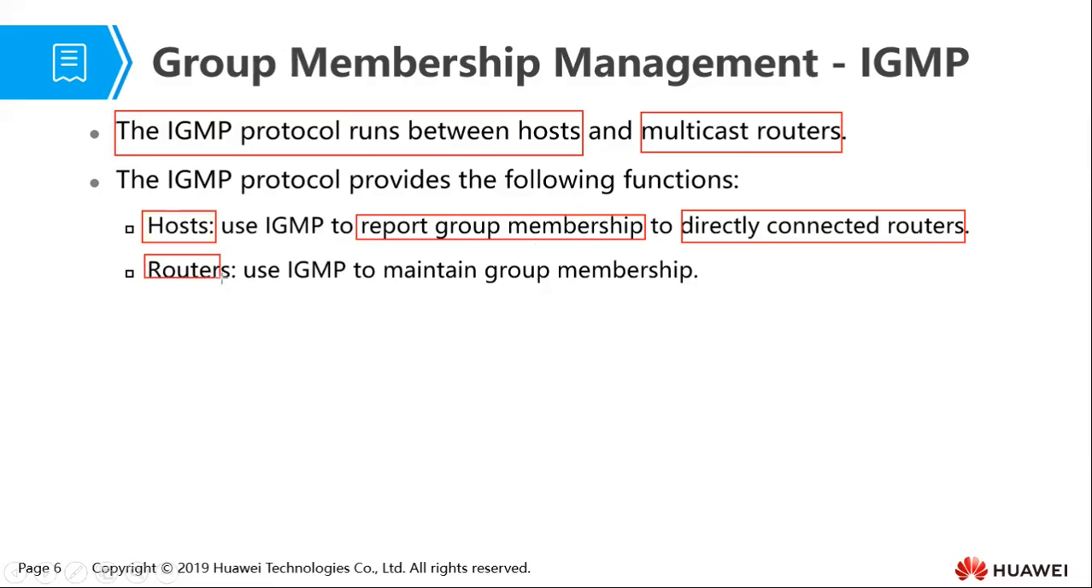Then the routers use IGMP to maintain group membership. So to know that there's someone that is in this group here, and therefore if I receive multicast packets that are destined for this multicast group, then I should send it to that guy.